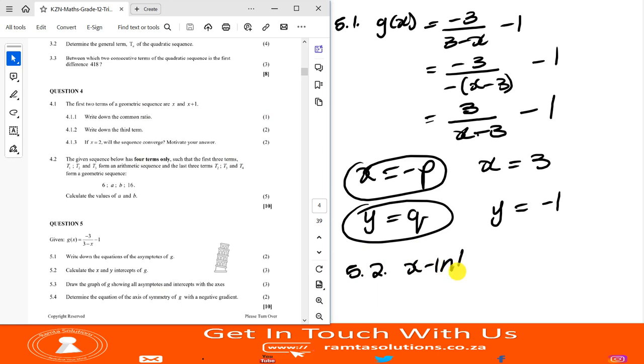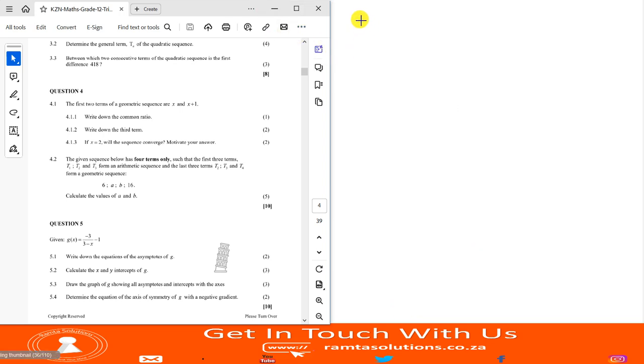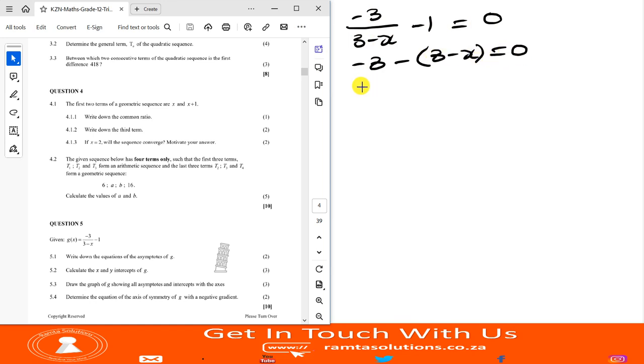Let's begin with the x-intercept. For the x-intercept, remember, it means that g of x, or y, must be 0. So I will say g of x equals 0. It will be negative 3 over 3 minus x, minus 1, is equal to 0. So this is negative 3 minus, open bracket, 3 minus x, close, is equal to 0. This becomes negative 3 minus 3 plus x is equal to 0. This then tells us that x is equal to 6. Indeed, x is equal to 6.